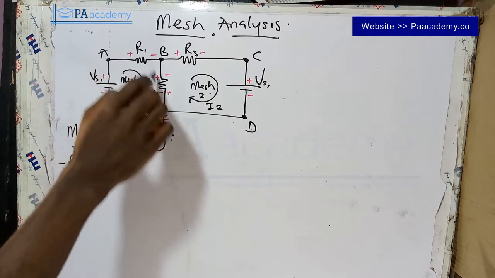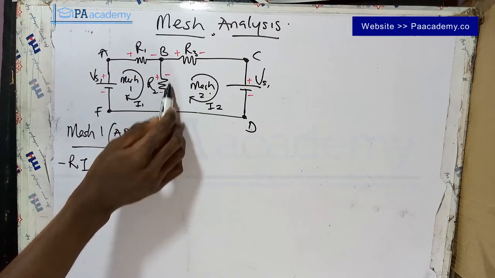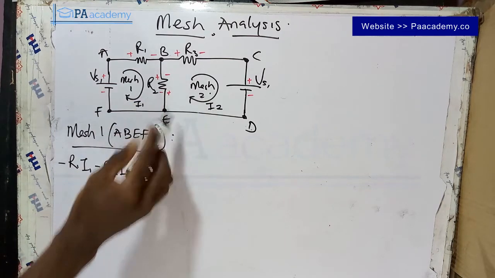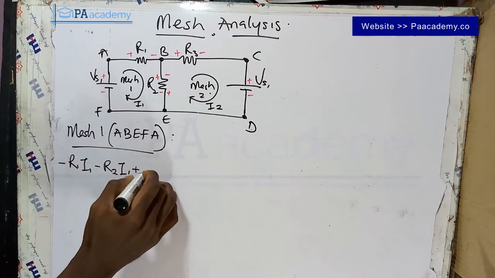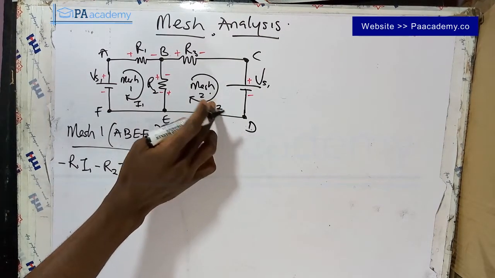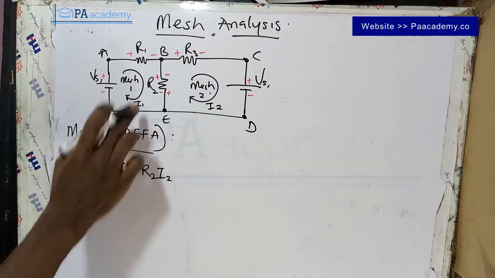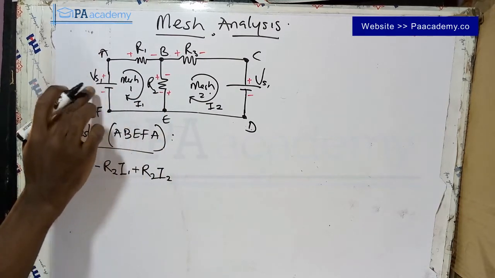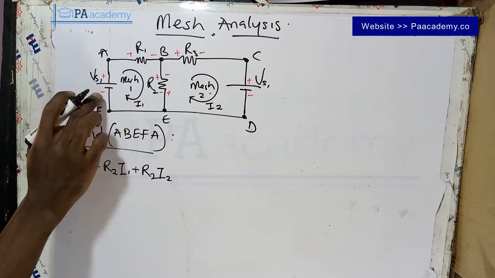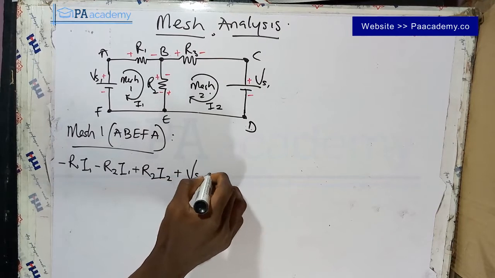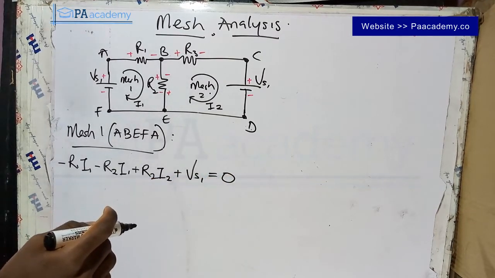Now in this direction, it is from positive to negative, but the current is I2. I hope you get that. So that will now be plus R2 I2. That's this current. Then from here we continue like this, come to F, there's nothing here. From F to A we have a voltage source, from minus to plus, that is going to be plus Vs1, and then equals to 0.